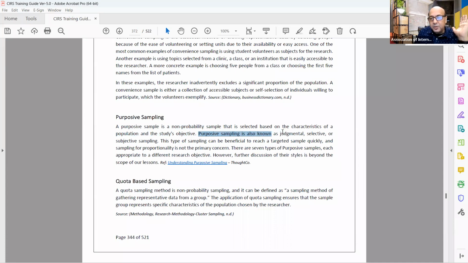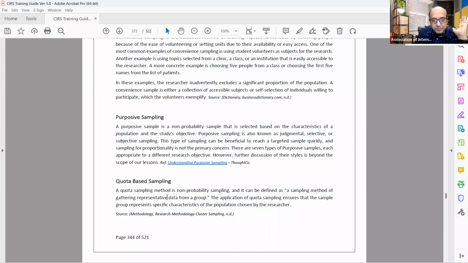So purposive sampling is also known as judgmental, selective, or subjective sampling. This type of sampling can be beneficial to reach a targeted sample quickly, and sampling for proportionality is not the primary concern. So if you need 10 people, and you can still do with three because they fulfill your purpose or they have those characteristics, you can get them and put them in the sample.